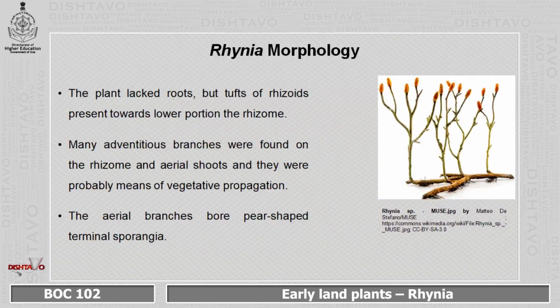Rhynia plants lacked roots, but showed the presence of a tuft of rhizoids on the lower portion of the subterranean rhizome. Many adventitious branches were found in the rhizome and the aerial shoots, and they were probably the means of vegetative reproduction. The aerial branches bore a pear-shaped terminal sporangia, again as seen in the picture.